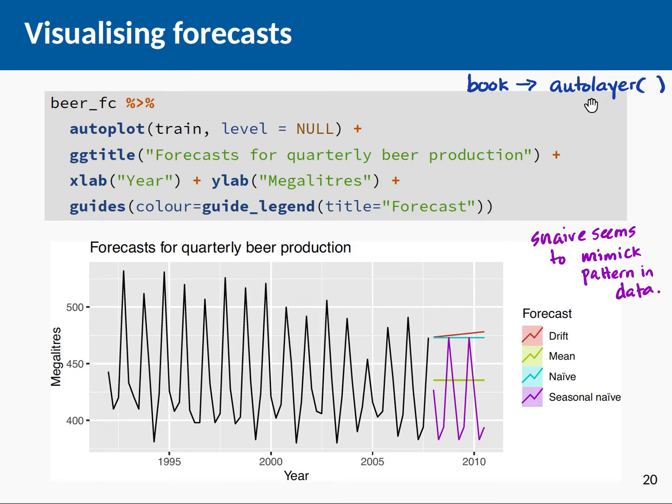You can also use autolayer in addition to all of this code here to actually overlay or superimpose your actual time series on your forecasts. But we already know which model is a winner here. So seasonal naive seems to mimic that pattern very well.